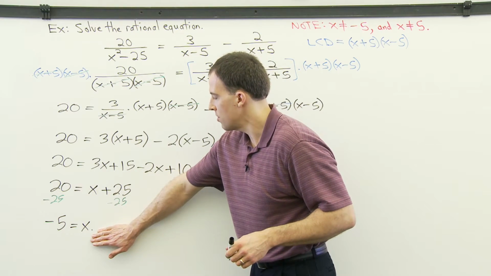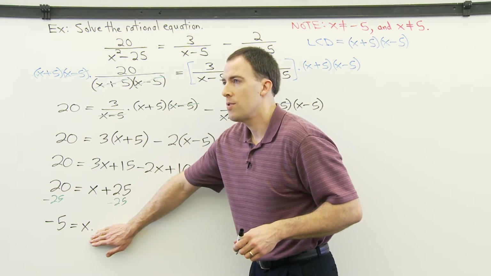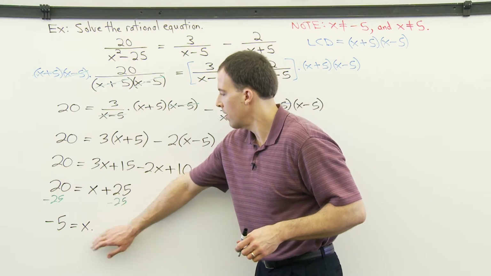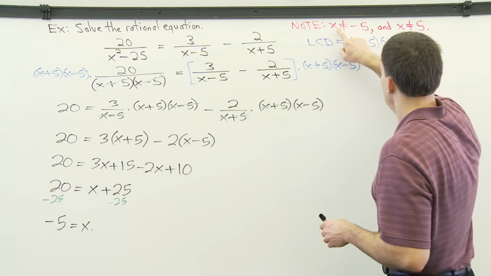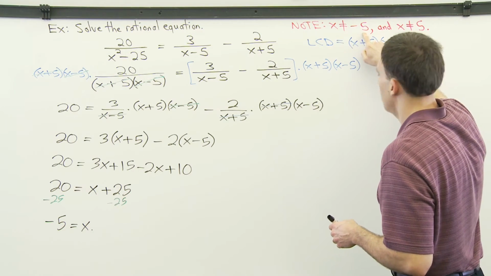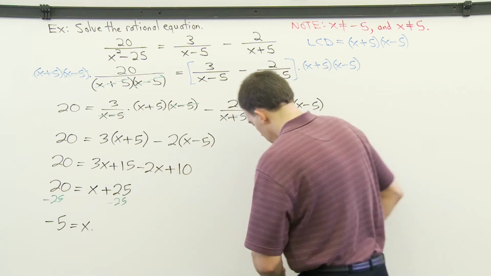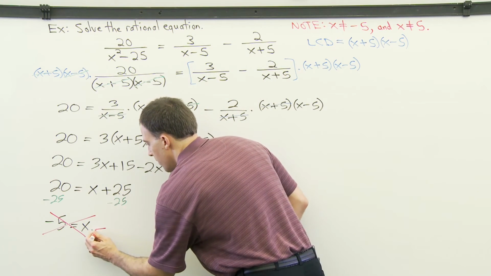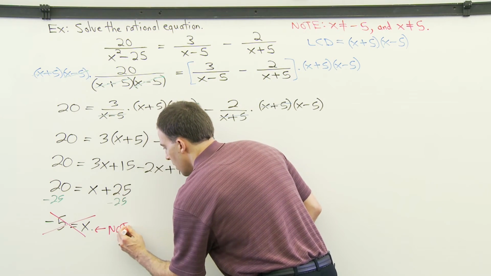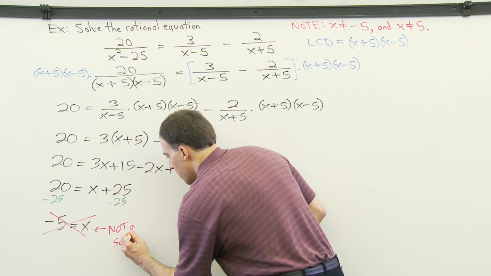That's our one potential solution. We need to make sure that this solution actually is permitted by comparing it to our restricted values that we wrote down initially. So let's look back up here. X was not allowed to equal -5. Look at that. And that's what we got. So our answer actually is not a valid solution. Okay. This is not a solution. X is not allowed to equal -5.